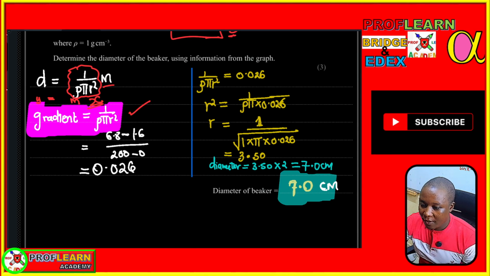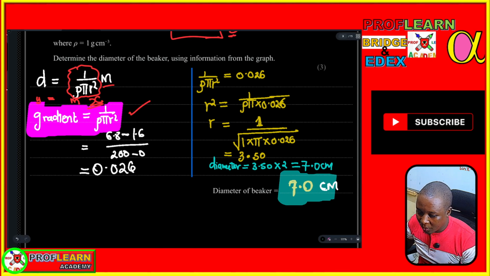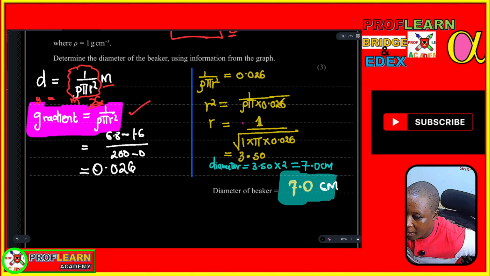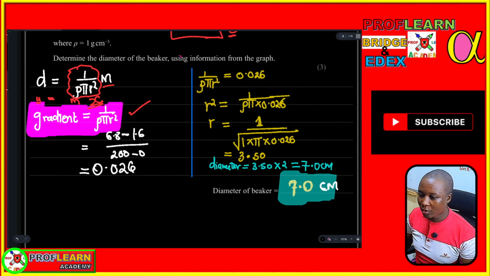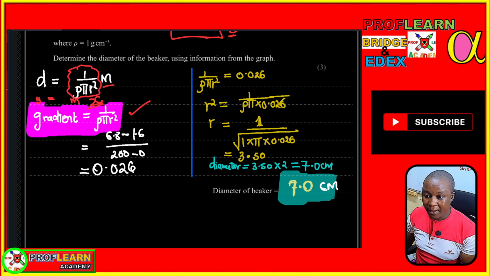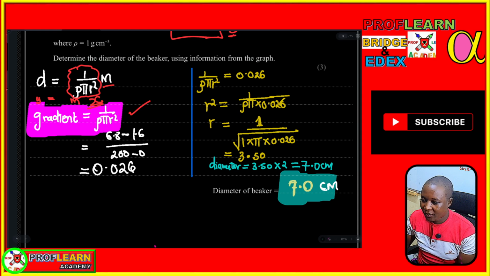If you make r squared the subject of the formula, we are going to get our value as 1 over rho pi times the gradient, and then we need to find the square root in order to work out the radius. But the question was asking us to work out the diameter. Once you have the radius, you can go ahead and work out the diameter, remembering that diameter is equivalent to twice the radius, and that is exactly what I did to get my answer as 7.